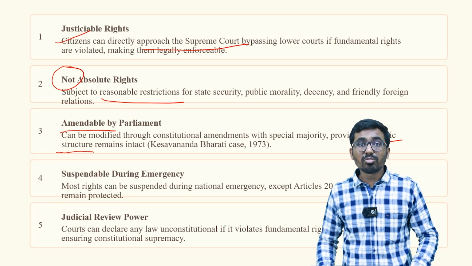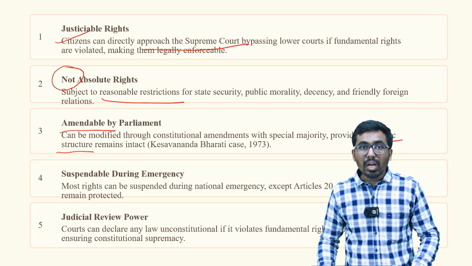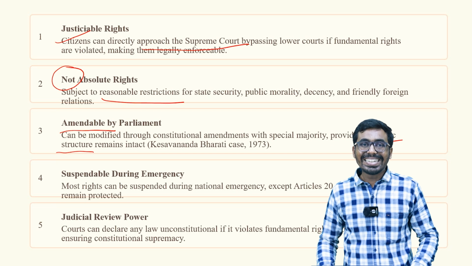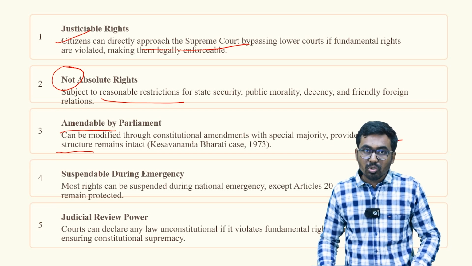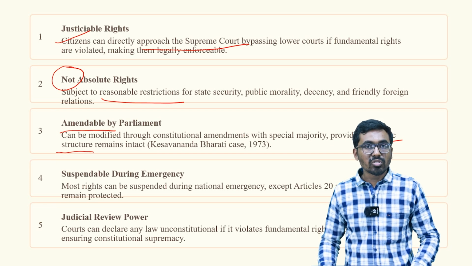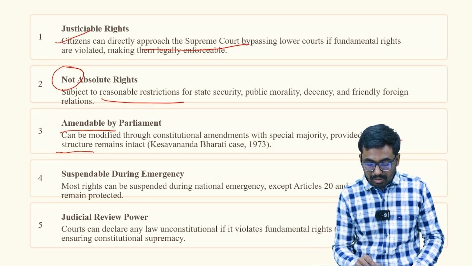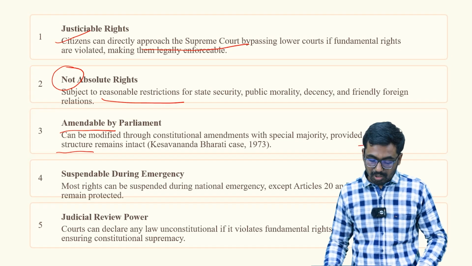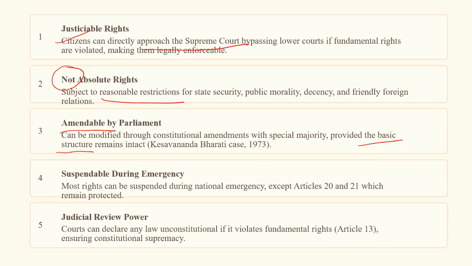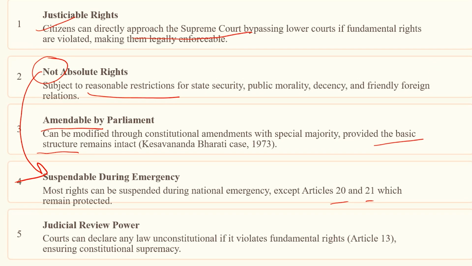The basic structure of the constitution refers to what our constitution makers intended to make this constitution. So this basic structure cannot be destroyed in order to amend the rights or any part of the constitution. As they are not absolute, they are suspendable as well, except Article 20 and 21, because they provide the right to life and dignity. So they are suspendable during the time of instability.